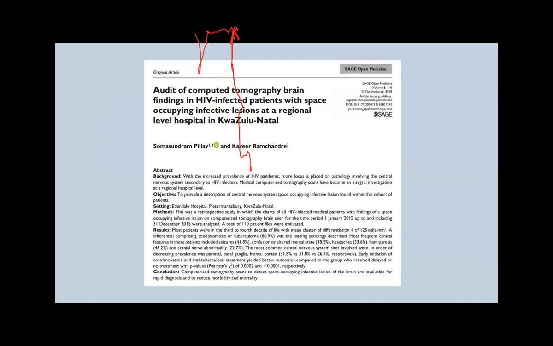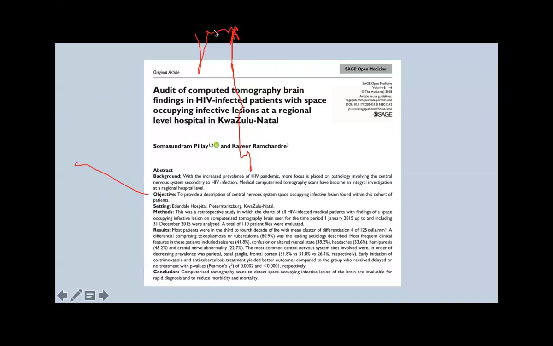And then this is an article that was published in 2018. It's a retrospective study that was conducted in KZN that demonstrated that the most common CNS conditions in the HIV population were toxoplasmosis and tuberculoma. Most patients presented with seizures, confusion, and altered mental state, headaches, and focal neurological deficits. But most importantly, the early initiation of TB and toxoplasmosis treatment yielded better outcomes for all patients.